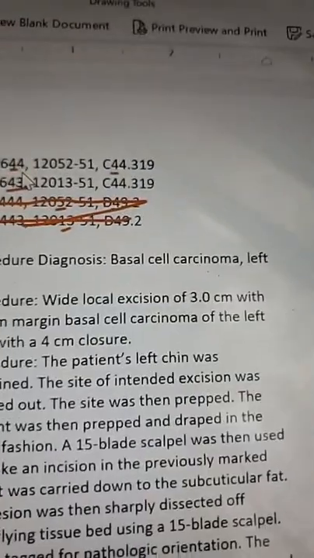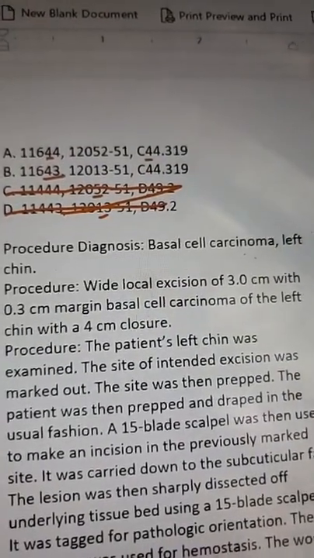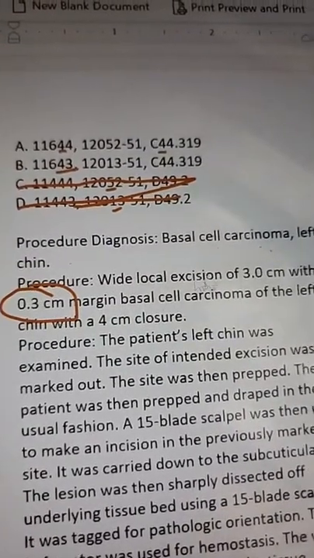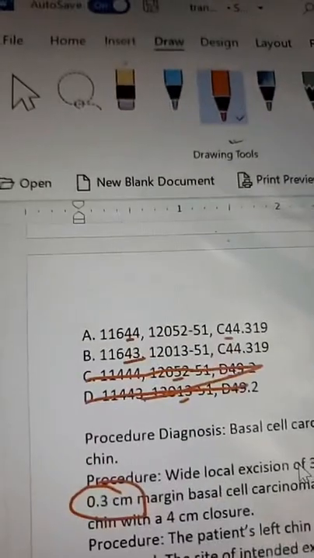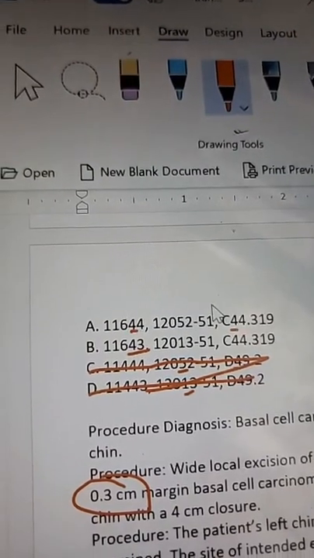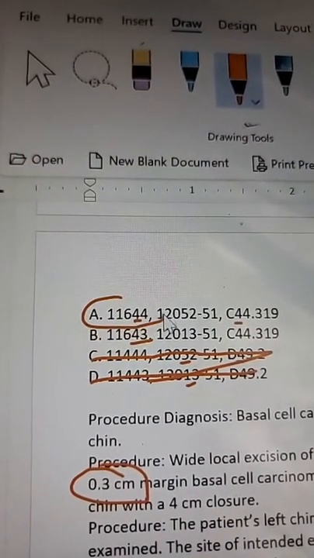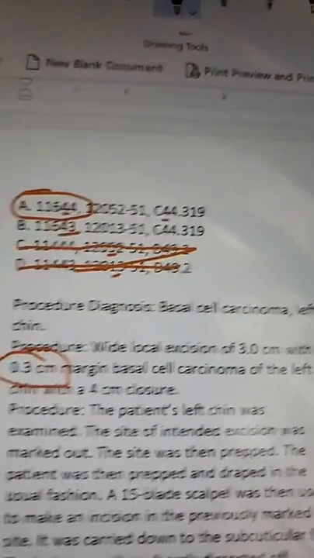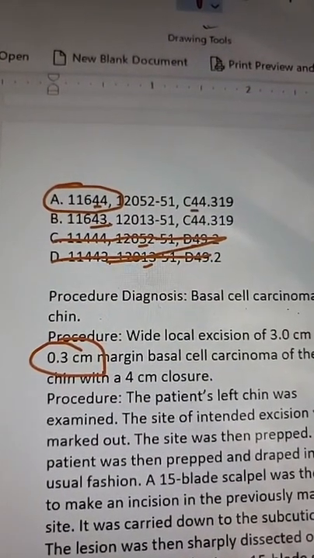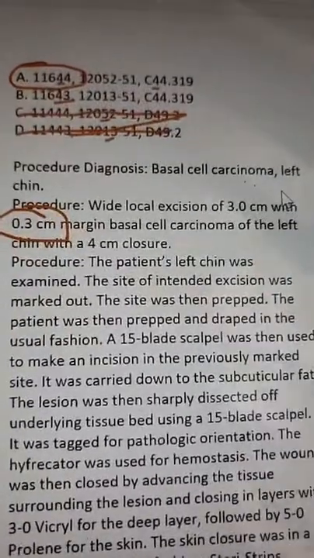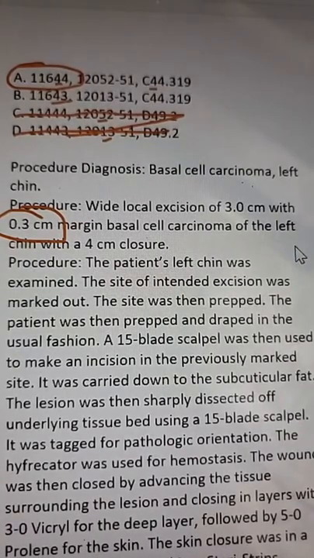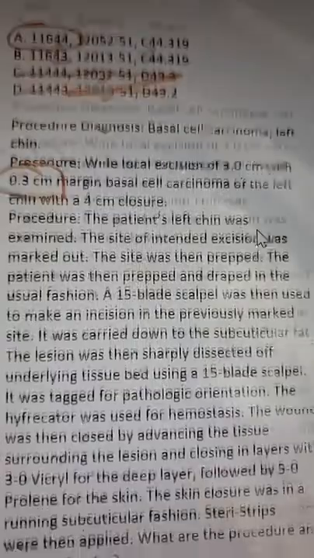So we're going to look at our thing. We do have a 3.0 here, but because we need to add our margins to it, we know we're over 3.0. So we know our answer is going to be A. Just because we know we have to do our margins. And you don't have to read all that question and get all confused.